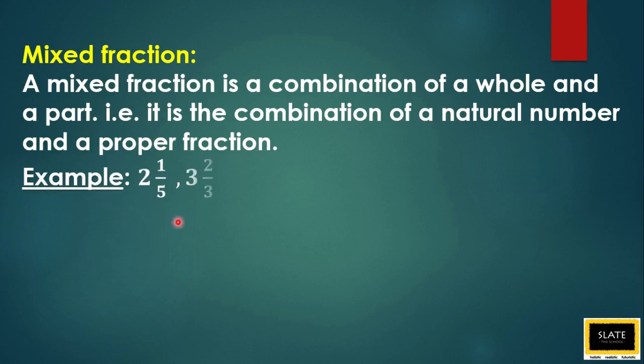Now let's see an example. 2 1/5. See, 1/5 is a proper fraction. 2 is the natural number. So it is a whole and a part. So 2 1/5 means 2 parts full plus 1/5, 1 out of 5 parts. 3 wholes and 2/3, that is 2/3 a proper fraction, 4/7, etc.